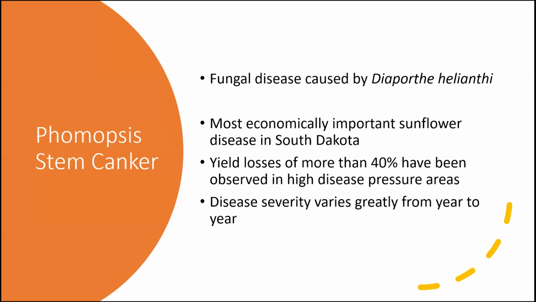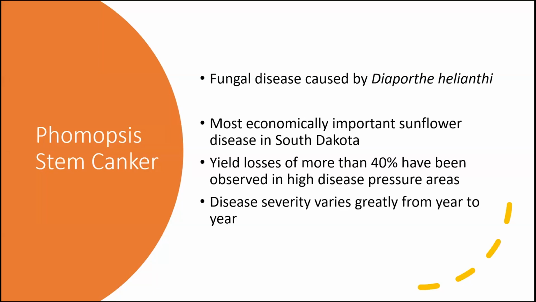The next one is Phomopsis stem canker. This is the other major stem type disease that we see here in South Dakota. It is another fungal disease caused by a Diaporthe species. This disease is said to be the most economically important sunflower disease here in the state. Yield losses of more than 40% have been observed in high disease pressure areas.